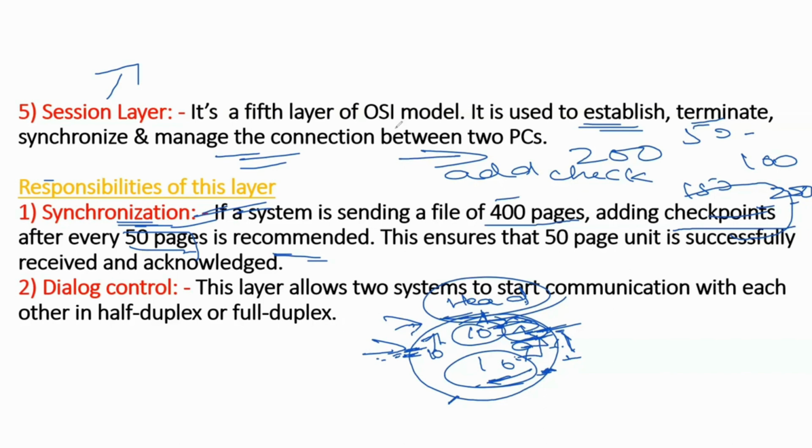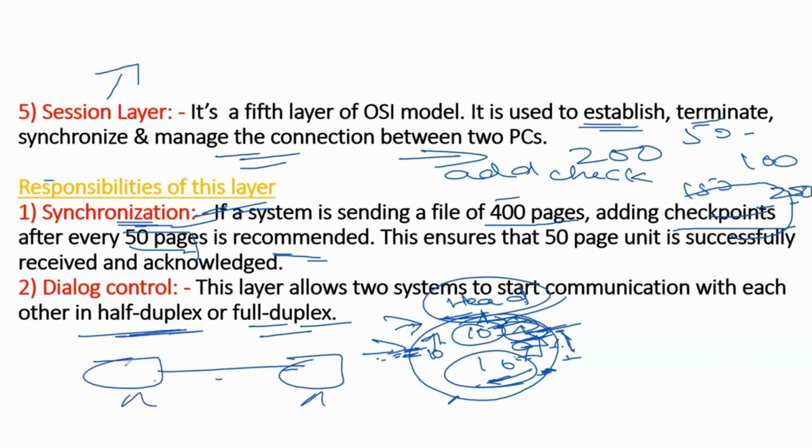And the next is dialog control. So what does dialog control mean? This layer allows two systems to start communication. Actually, two systems connect with each other through this layer in half duplex or full duplex. It can be either half duplex or full duplex. Suppose this system and this system want to connect with each other by a session, using some application. I'm just taking the example of Zoom. This system has Zoom, and this system also has Zoom, and this is the host Zoom, and this is the client Zoom.